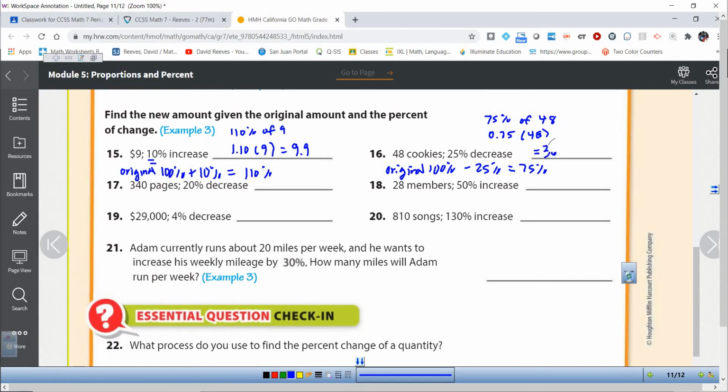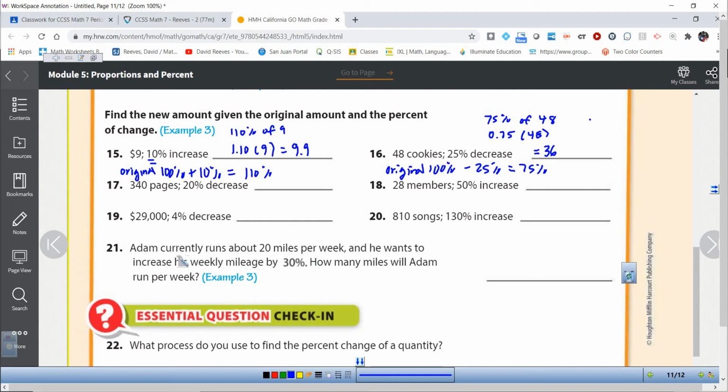And when you get an answer, you should always look at your answer and ask, does that answer make sense? Well, it was a decrease by 25%. So 36 makes total sense, because 25% is 1/4. 1/4 of 48 is 12, and 48 minus 12 is 36.